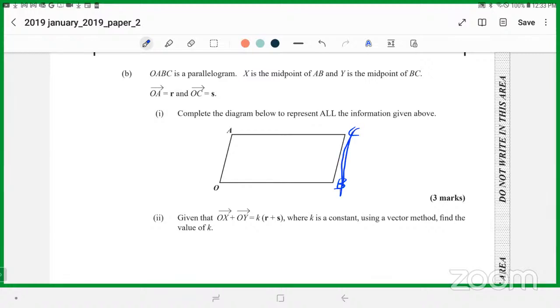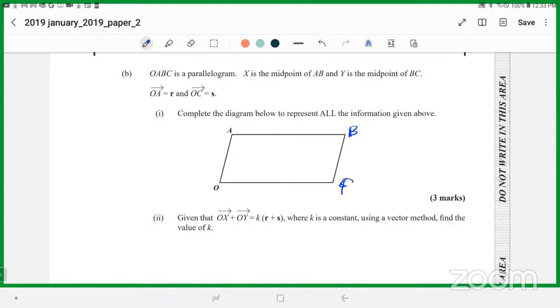So let me put it the right way. They put the A here for a reason, because they want it labeled this way. I don't want everybody doing something different. So the B is here and the C is here, in a clockwise orientation. It says X is the midpoint of AB. So X is on this side, AB.